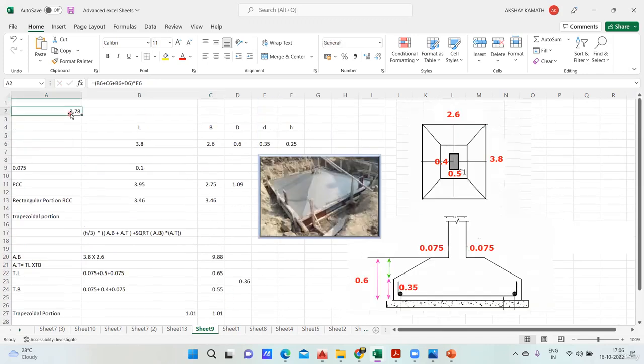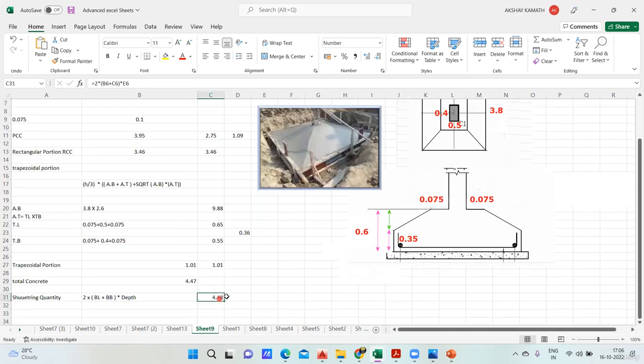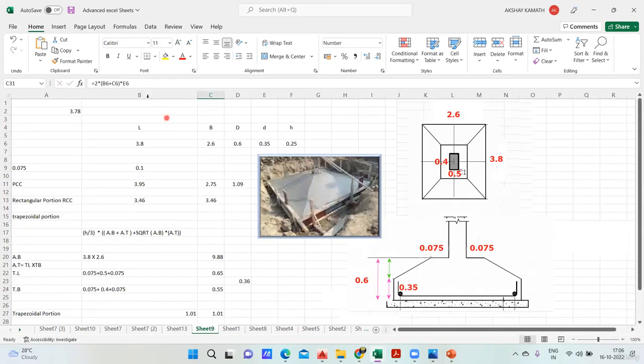Why am I getting 3.78 here? So length is 3.8, breadth is 2.6. So B6, C6. Yeah, we should get the answer. Why is it not happening? Let me recheck it. Okay, no problem. See, don't get worried. When you encounter such problems, only then will you learn all these things. See, what I'm trying to tell is the perimeter will be 3.8 plus 2.6 plus 2.6 plus 3.8. We'll multiply this by the depth. So depth is 0.35, right? I'll do it manually. We'll see what will happen.